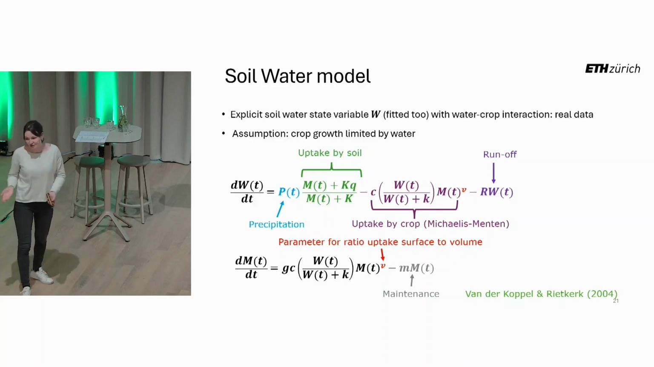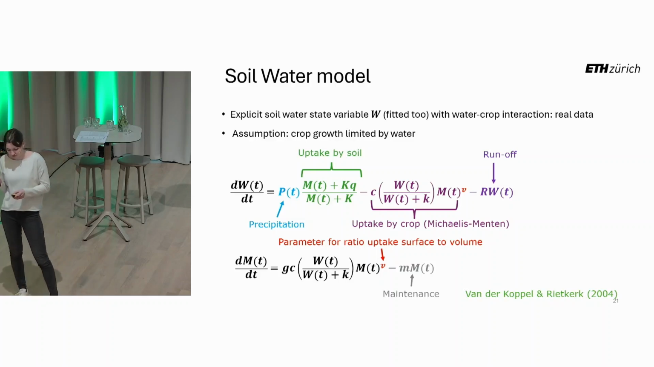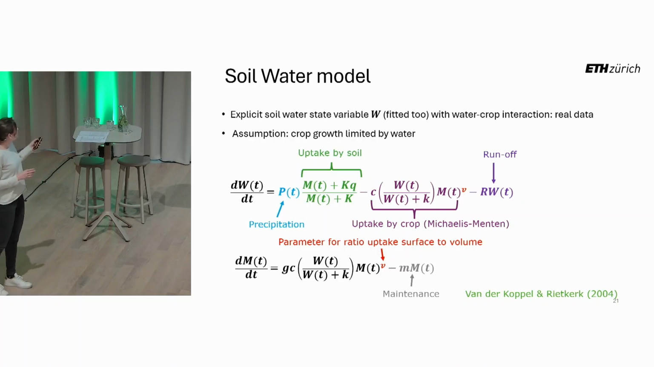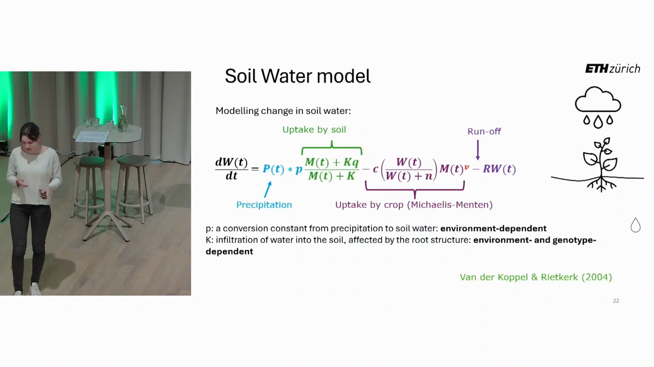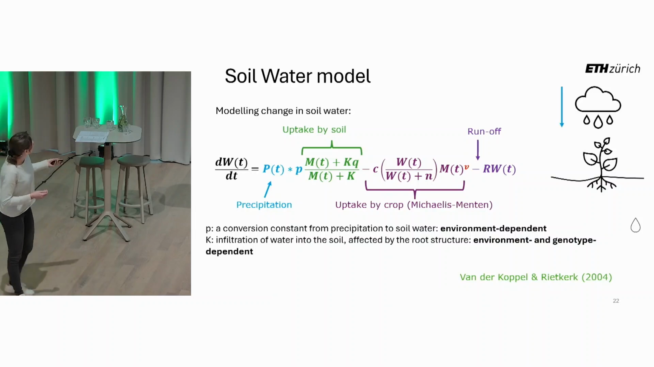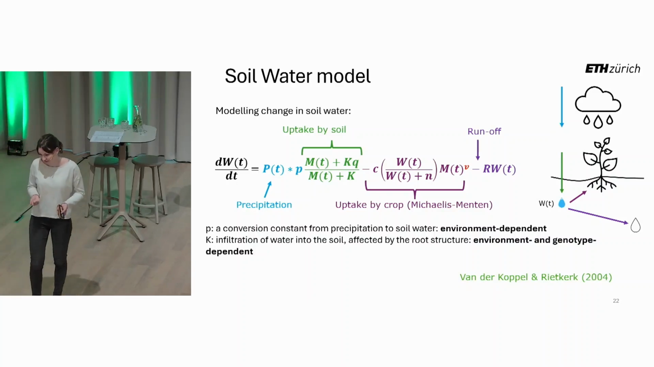It makes the assumption that crop growth is limited by water, and I'm not going into detail here, but basically we have two parts here, and the first one models the change in soil-water moisture. So this is the precipitation we have in a certain environment, times the uptake by the soil, and then from this, we subtract the uptake by the crop and the runoff in the soil.